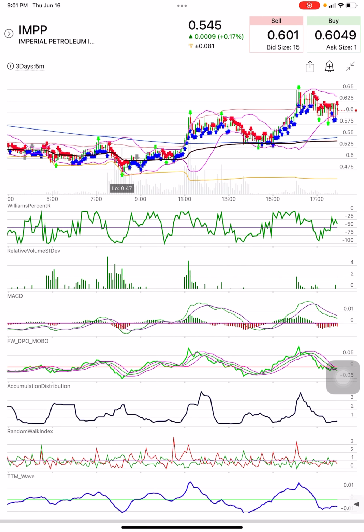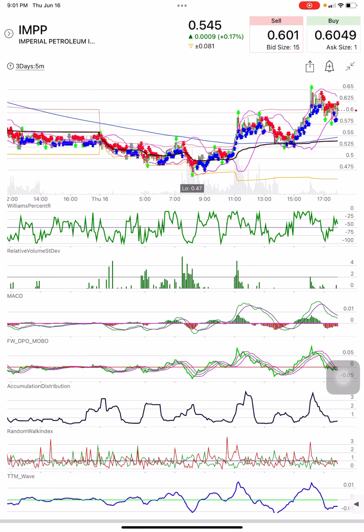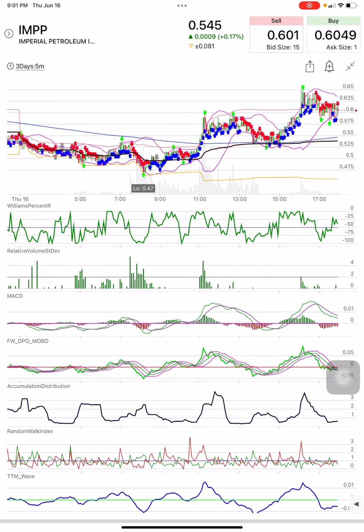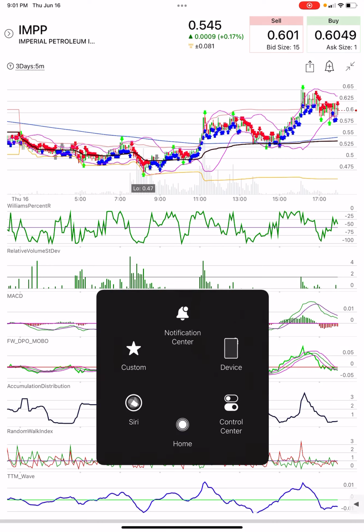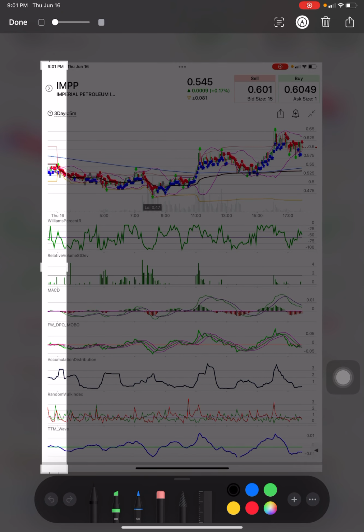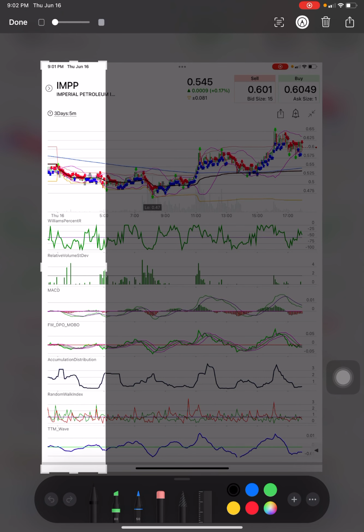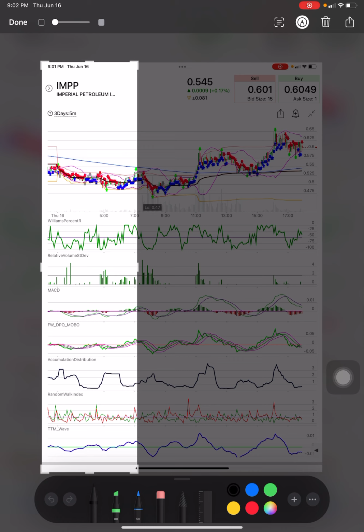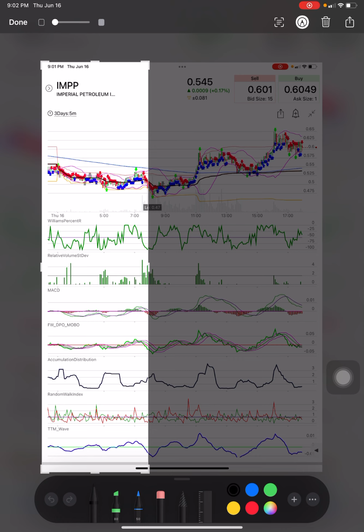And what we're looking at here is Thursday. I'm going to take a screenshot while I talk about it so we can see exactly the points that you want to see. It's pretty clear with the Williams when it becomes bullish and when it becomes bearish, the exact moment. So let's say you're cruising through the day, and you're like, oh yeah, IMPP. That's the oil ticker that might come back, and it's here.